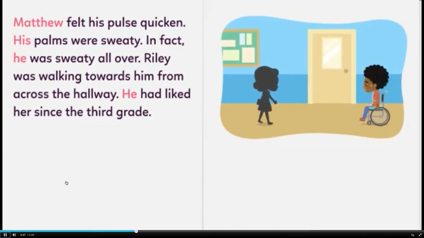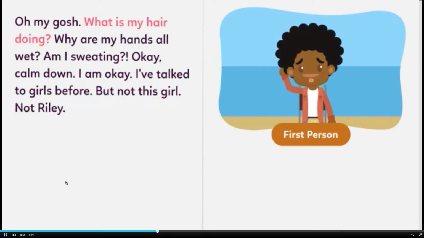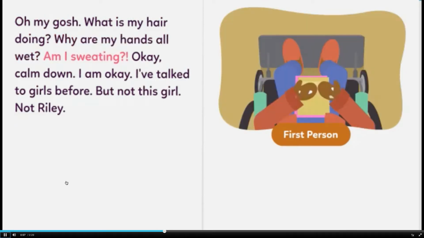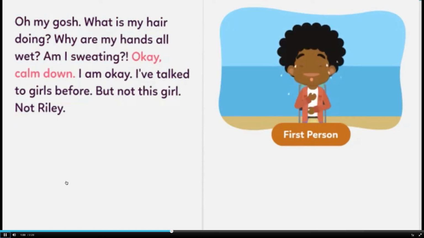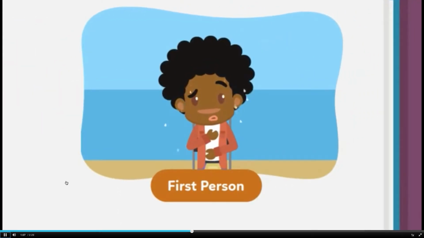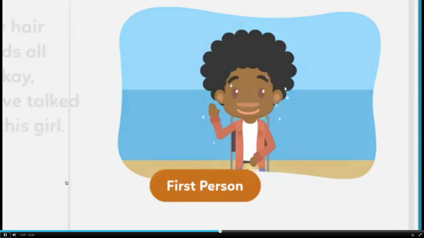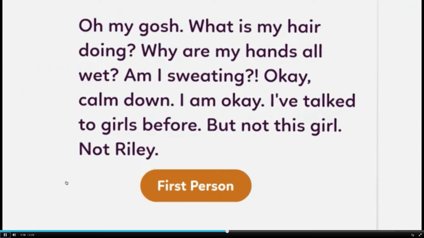If this were written from the first person point of view, it might read something like this. Oh my gosh, what is my hair doing? Why are my hands all wet? Am I sweating? Okay, calm down. I am okay. I've talked to girls before, but not this girl, not Riley. While this may be the same character and same story, it's written from a first person point of view. Here, the narrator is the character. You can tell because the author uses the words I and my.